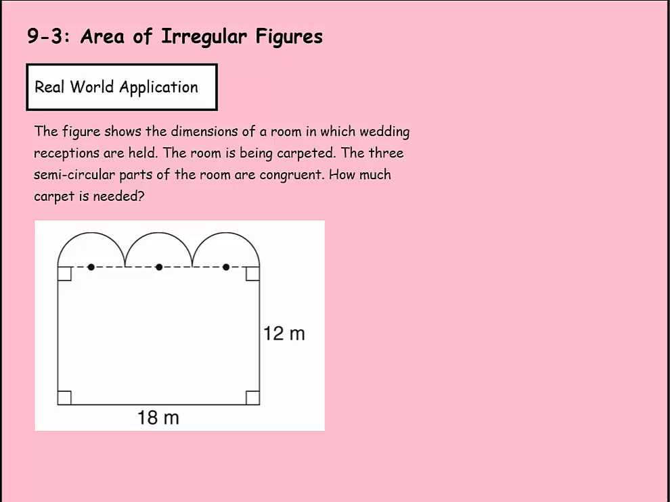Now we can do a real-world application. It says the figure shows the dimensions of a room in which wedding receptions are held. The room is being carpeted. The 3 semicircular parts of the room are congruent. How much carpet is needed then?